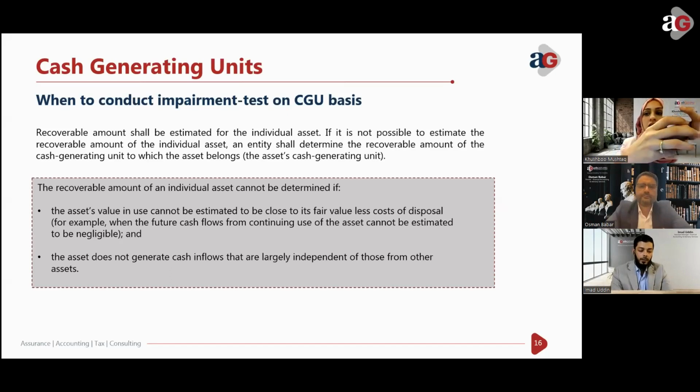If the asset's value in use is close to its fair value less cost of disposal, then its value in use does not need to be computed because it's already equal to its fair value. But if it's not equal, and it has to be computed, then the asset should also be able to generate cash inflows independently from the CGU to compute its recoverable amount. If both of these conditions are not present, then the asset's recoverable amount cannot be determined, and therefore we have to go to a higher level, the CGU level, to compute the recoverable amount of the CGU. Can you go to the next slide?